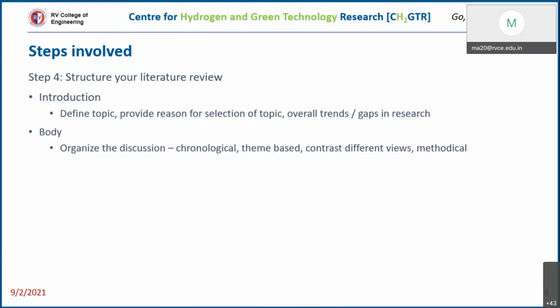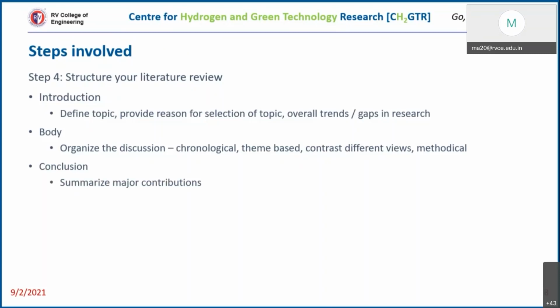And say suppose there is a methodical procedure, say you are talking about a process. So what is step one of the process, step two, step three, and all the information that you have collected related to step one will come first, and so on and so forth. So following a methodical procedure. So this is how you organize your discussion, and that acts as the second part of the literature review, that is the body. Finally, the conclusion.